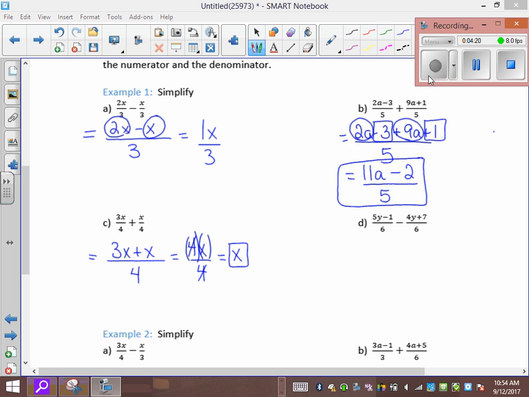Why is there a catch on D? Let's write it out and you tell me what I'm doing wrong. So you have 5y minus 1 over 6 minus 4y plus 7 over 6. So I'm going to write it all over 6. And then I'm going to go 5y minus 1 minus 4y plus 7. Put what together? Right now, what am I only subtracting? The 4y. Above, what am I subtracting? The whole rational.